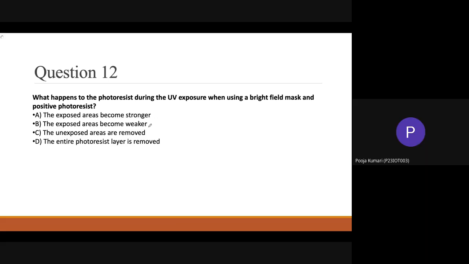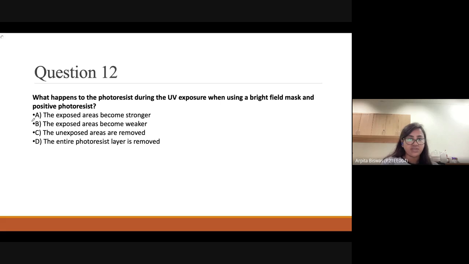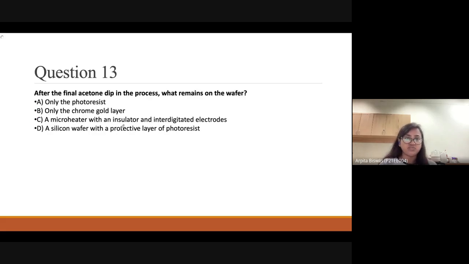Option B. Yes, option B is the right answer. The exposed area become weaker. Good. So next we are moved toward the question number 13. After the final acetone dip in the process, what remains on the wafer?